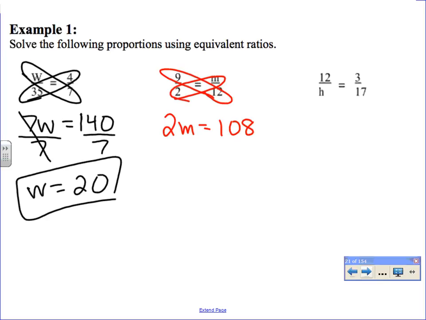And then you solve your one-step equation. Divide both sides by 2. Ray, what do you get? Good job. M equals 54.